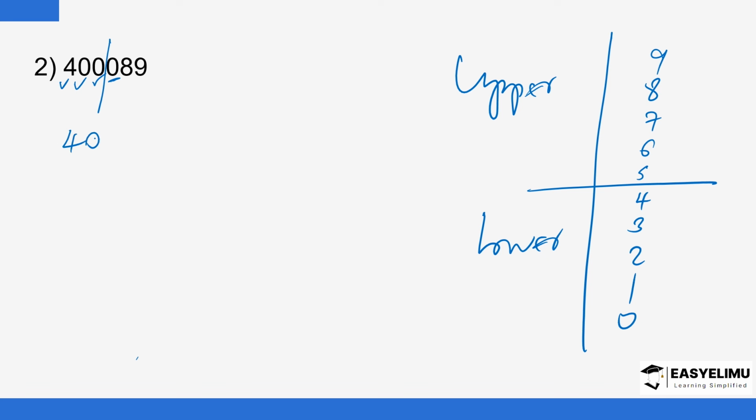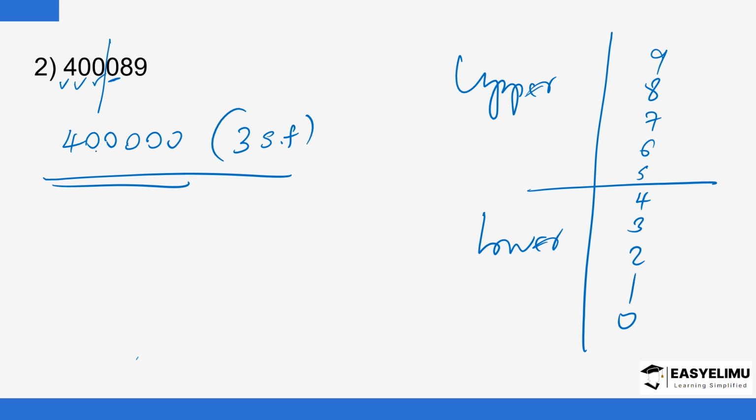So we have 400,000. You indicate 3 significant figures. So in this case, only the first 2 zeros are significant, the rest are not. So again, we will count from the first non-zero digit after the leading zeros. So we have 1, 2, 3. Draw the cutoff line. 7 falls in the upper category, so we increase 6 by 1.